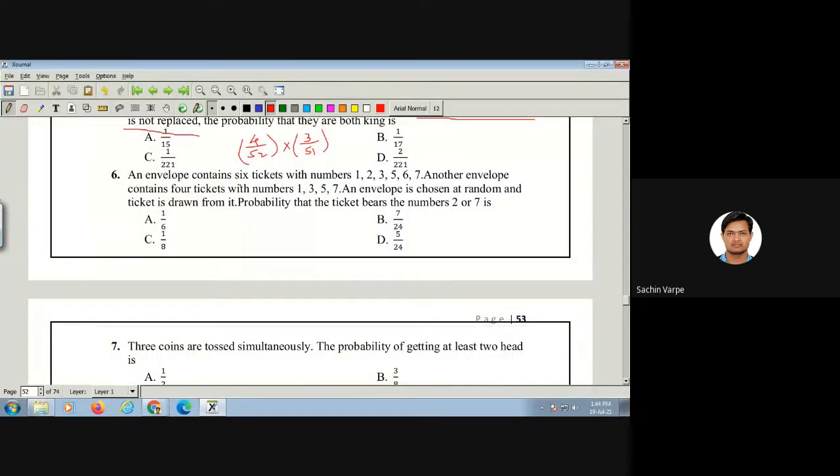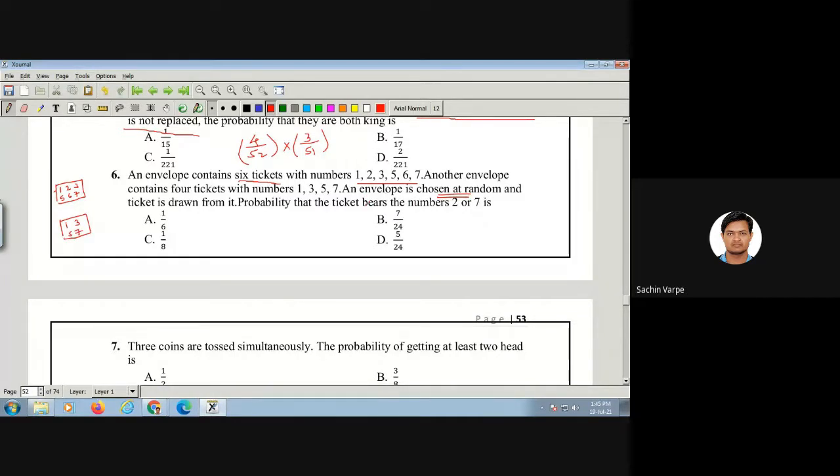An envelope contains 6 tickets. One envelope has 6 tickets bearing the numbers 1, 2, 3, 5, 6, 7. Another envelope contains 4 tickets. The second envelope contains 4 tickets: 1, 3, 5, 7. An envelope is chosen at random.